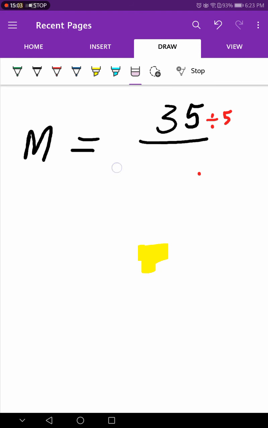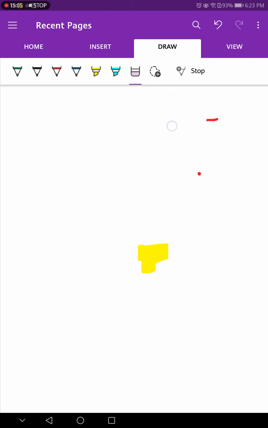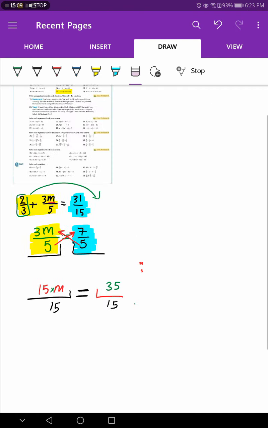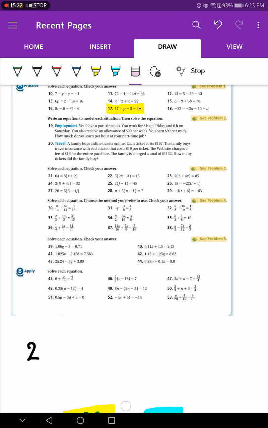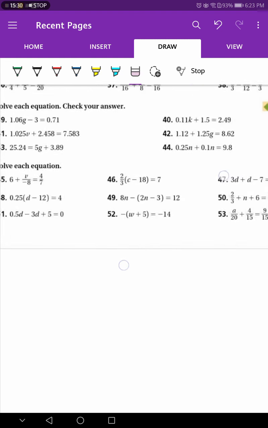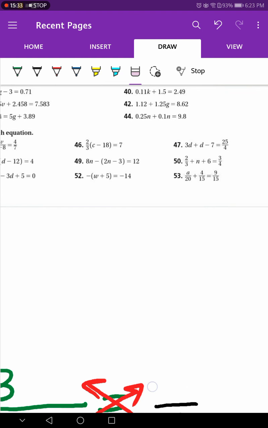So this is one question from 2-3. Now we will complete: solve each equation. Now we will give a question for a decimal. Okay, I know you like the decimal. Now I will take question number 42.